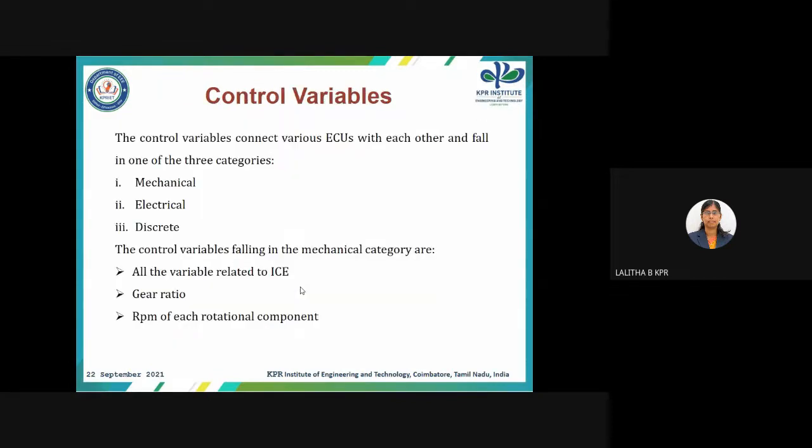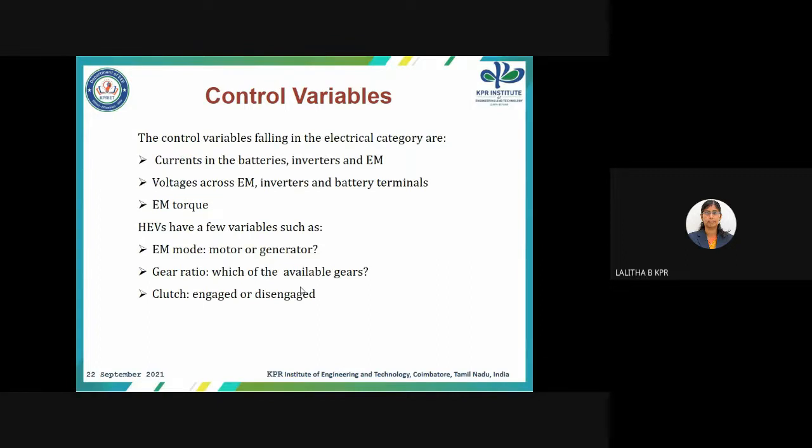The next one is the control variables. What are the control variables? The control parameters available in an electric vehicle are categorized into three: mechanical control variables, electrical control variables, and discrete control variables. The mechanical control variables are the variables related to the IC engine, gear ratio, and RPM of each rotational component. The electrical control variables are current in the battery, inverter, and electric motor, the voltage across electric motor, inverters, and battery terminals, and electric motor torque.